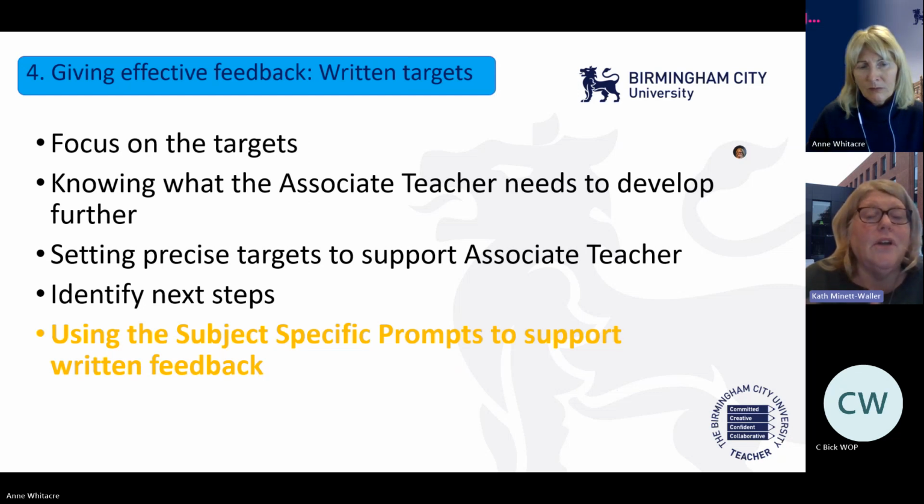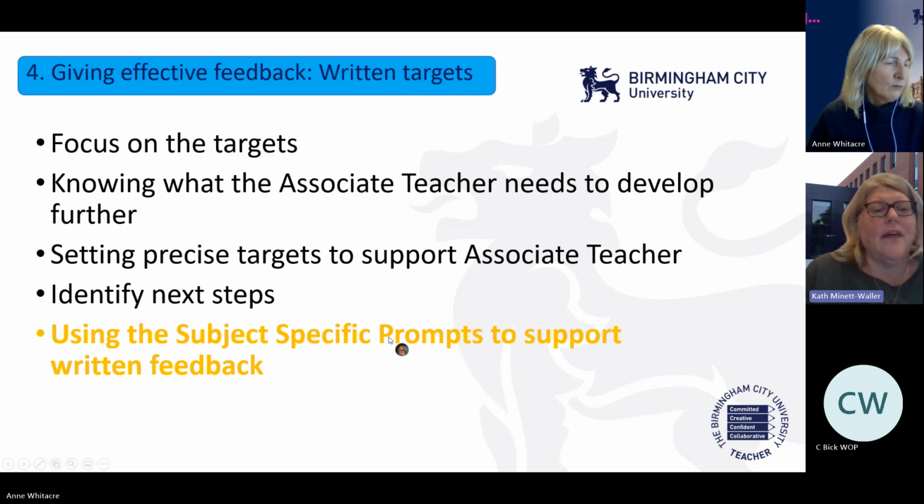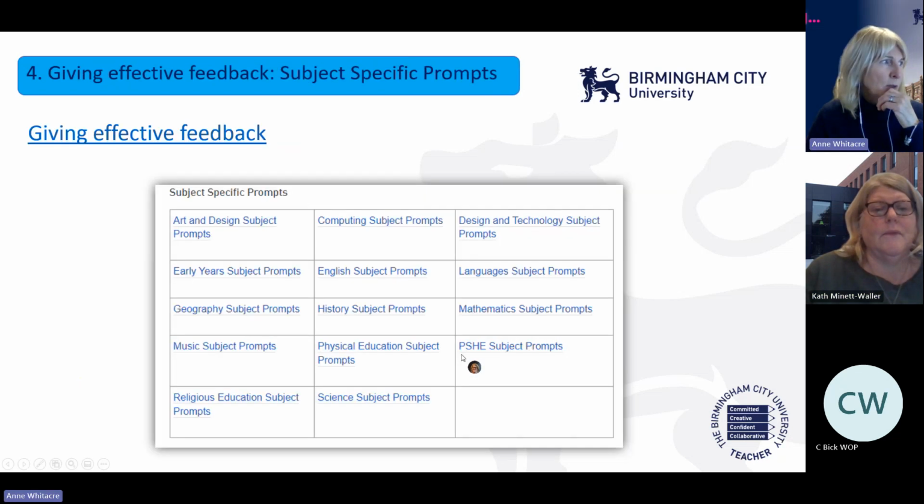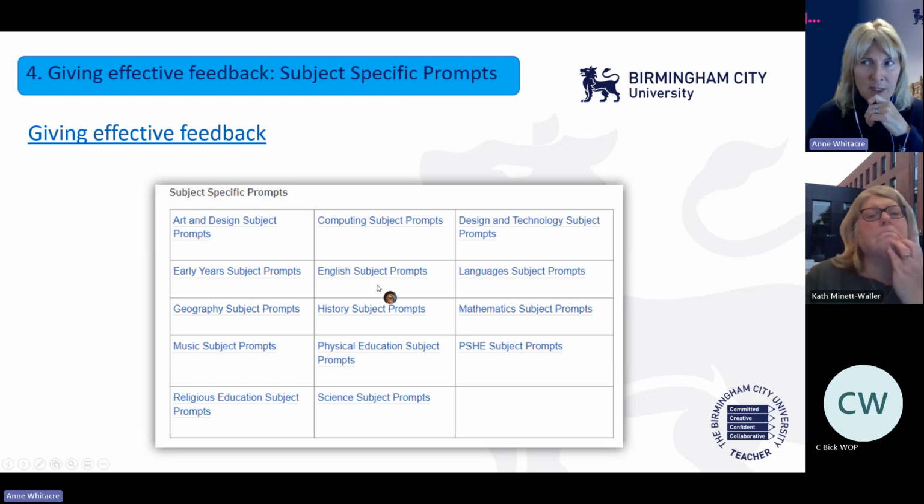I think we're going to move on to written targets in our next CPD session anyway, but it's also a really good time here just to remind you about the subject specific prompts to support that written feedback. Is that a link there, Anne? If you just go to the next slide, Kath, because they'll be there. If you click on the link, we should be able to click on that. Claire, have you used the subject specific prompts? How have you found them?